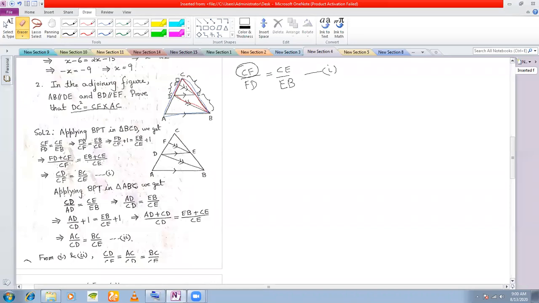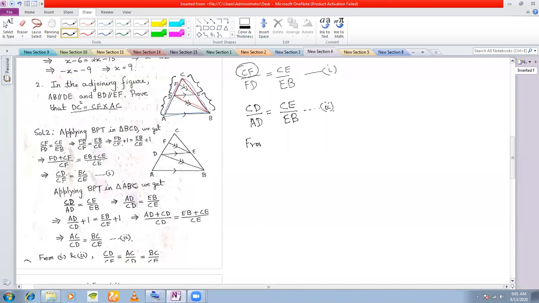So what shall we get? In the red triangle that I have shaded, what we are going to get is this CD divided by AD is equal to CE divided by EB. This is what we are going to do. Okay. Now see, a little bit of manipulation is required.